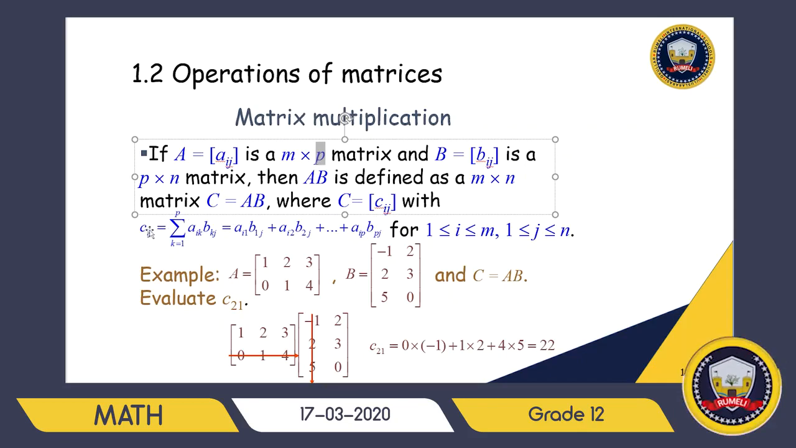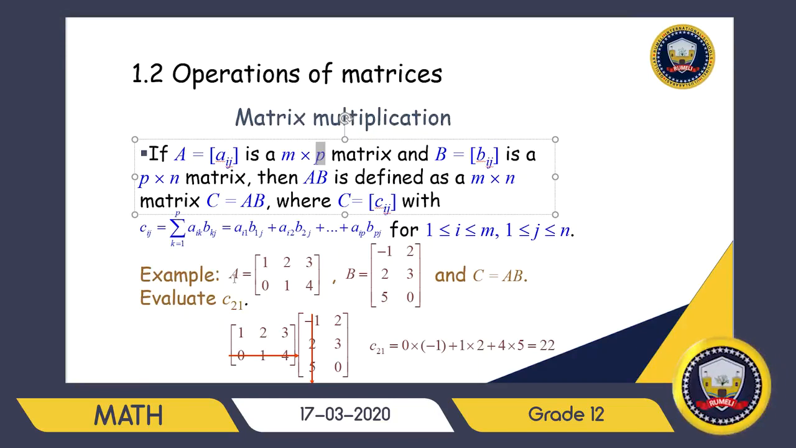So we can define each one of the elements of the new matrix C by Cij, equals the summation of the first element multiplied by the second element from the second matrix, and we do the summation over P.